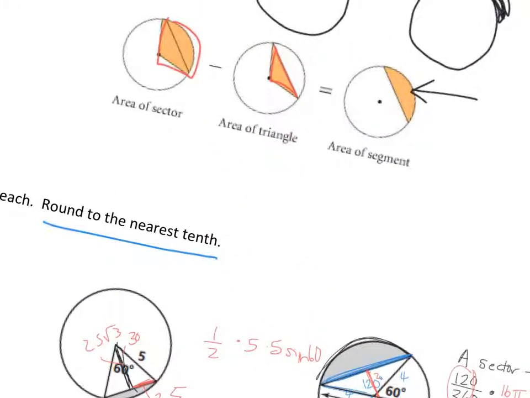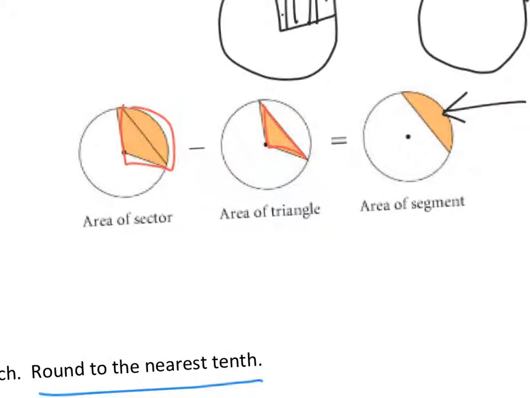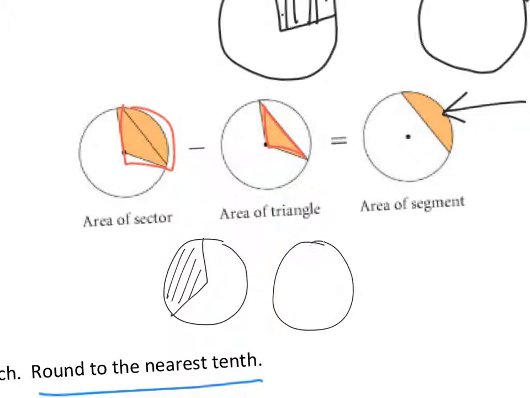So we have a sector. A sector looks like this. And a segment looks like this. And an arc length looks like this.